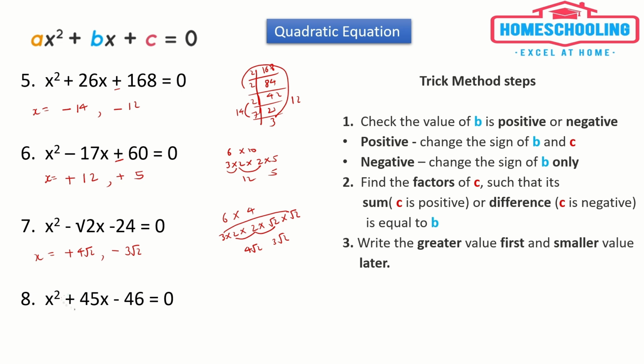Now, in this question, the value of b is positive. So we're going to change the sign of b and c, negative and positive. And 46 can be written as 46 times 1. And as we can see here, c is negative. So we have to find the difference of the factors in such a way that it is equal to 45. So 46 minus 1 is equal to 45. So we'll write the larger number first and the smaller number later. So x is equal to negative 46 and positive 1.